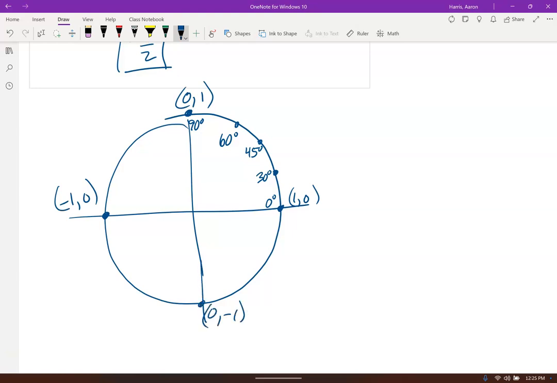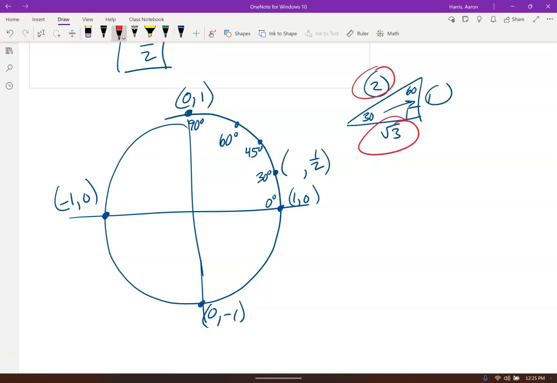0, negative 1. At least this is how I like to build this. Okay. And then if you can remember your 30, 60, 90 triangles, 1, 2, root 3, sine of 30 degrees is opposite over hypotenuse. That's the y value. Cosine of 30 degrees would be adjacent over hypotenuse, root 3 over 2.